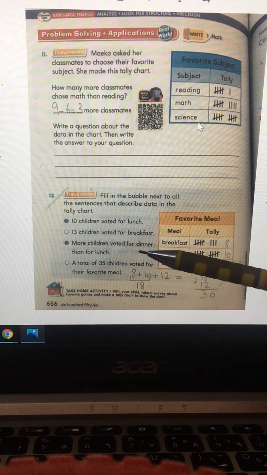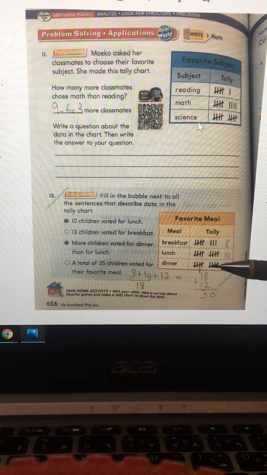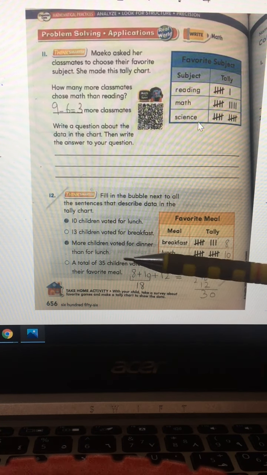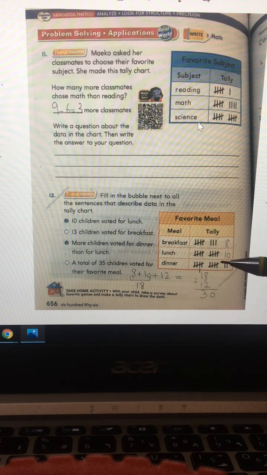More children voted for dinner than for lunch. As we said, 10 children voted for lunch. Let's count how many children voted for dinner. Here is 5 and here is another 5. So this is 10 plus 1, 2. So the total is 12. 10, 11, and 12. So 12 students voted for dinner. The sentence says that more children voted for dinner than for lunch. Obviously, yes.